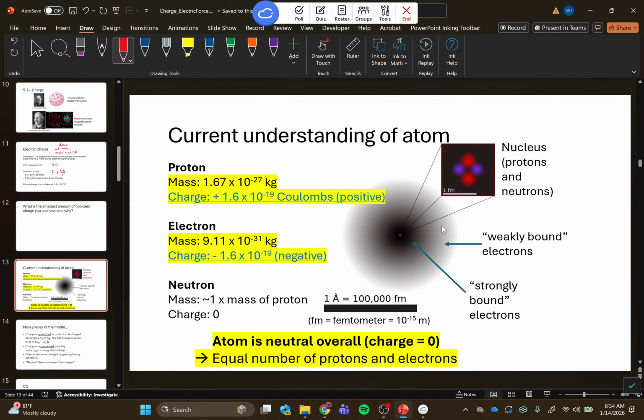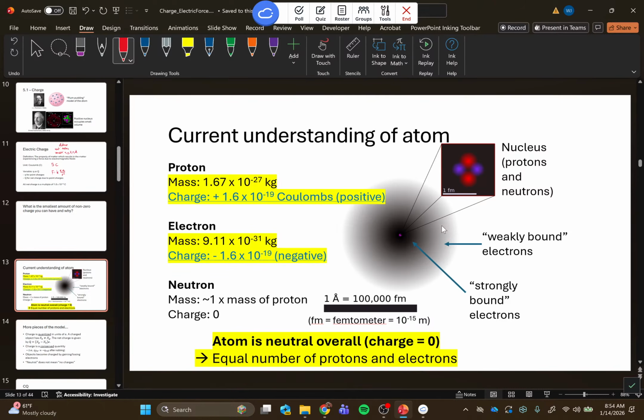This slide is not the best organized. For our purposes, and for all you need to know, this is good enough for pretty much everything, unless you're doing particle science, unless you're doing high energy physics. A proton has positive 1.6 times 10 to the minus 19, and an electron has negative 1.6 times 10 to the minus 19. It is exactly equal but opposite.